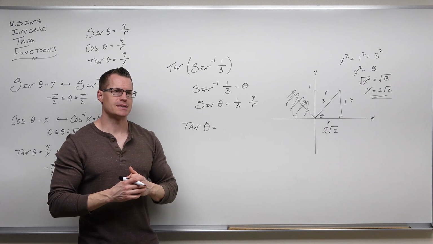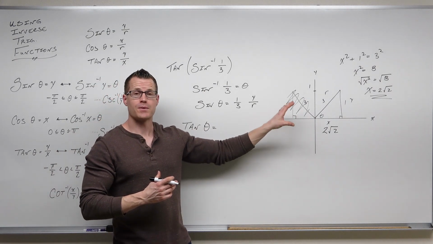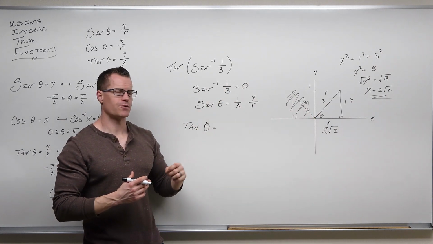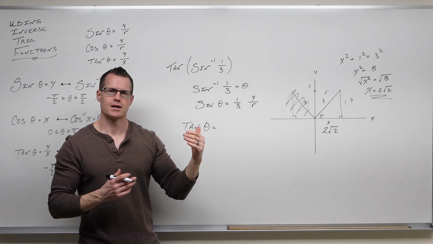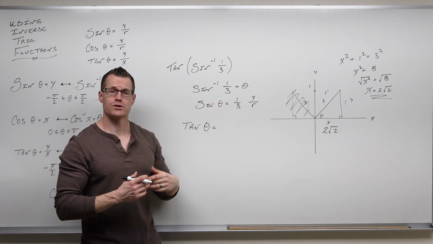So tangent says, now let's work with that. So tangent is, look at the angle that we just got from the triangle we just created from this inverse trig function and give me what tangent does. Tangent theta is y over x. That would be 1 over 2 square root 2.